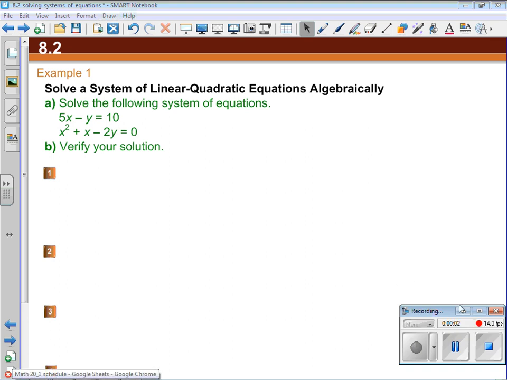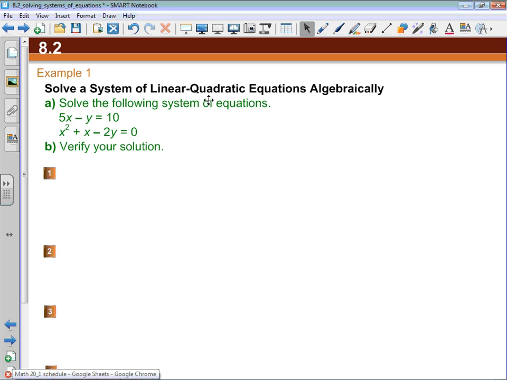Okay, example 1 in 8.2 from Math 20-1. It just asks us to solve them, and if it just says algebraically, it's your choice, substitution or elimination. And again, I'm probably going to do more substitution because I do like it a little better. Another way to identify which you should use is, unless you particularly like elimination, I wouldn't really use it unless it was set up for it right off the get-go.